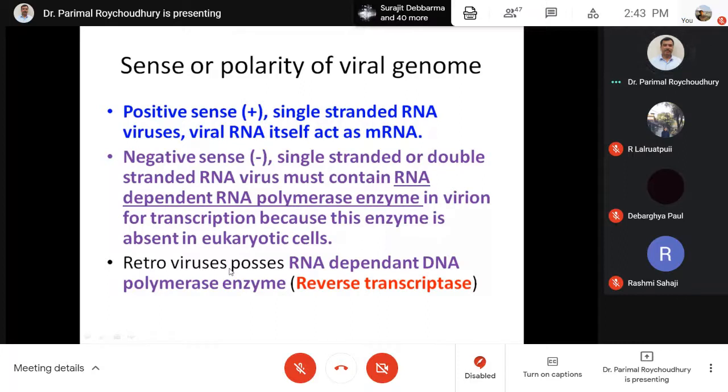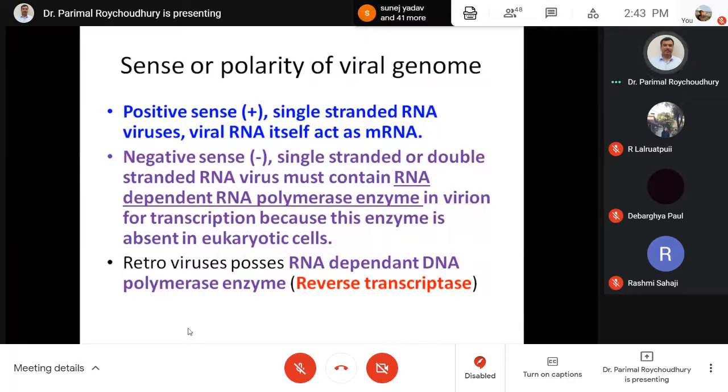The last point is a unique thing that is present only in the retroviruses. The name itself indicates retro: RE stands for reverse, and TR comes from transcriptase. This group of viruses, the retroviruses, possess the enzyme reverse transcriptase. RE and TR have come together to give rise to the word retro. So they possess an enzyme called reverse transcriptase, and more specifically we call it RNA-dependent DNA polymerase enzyme.